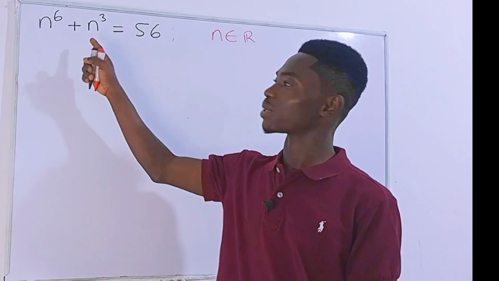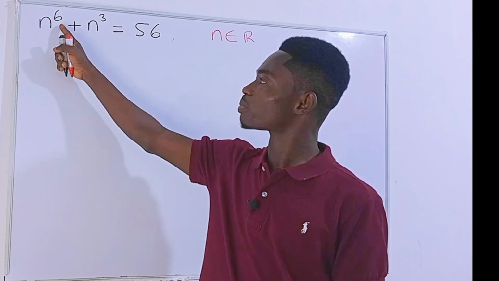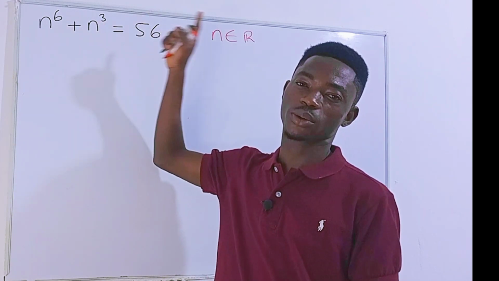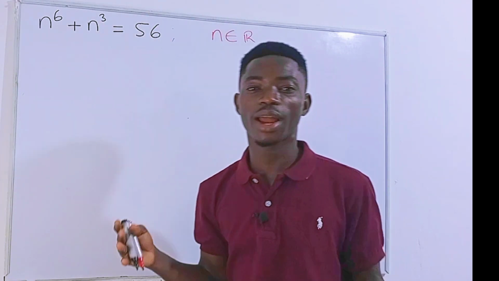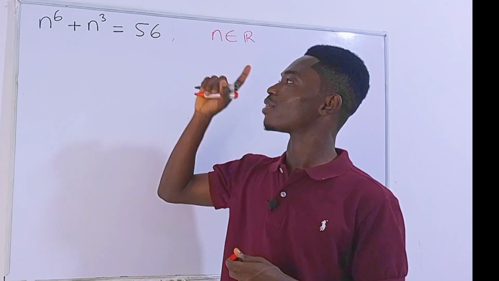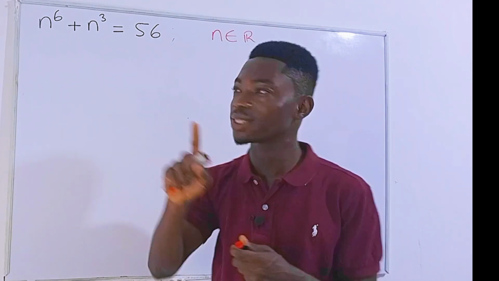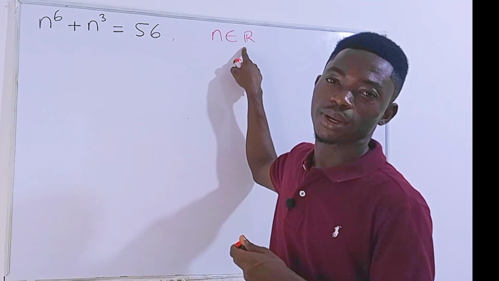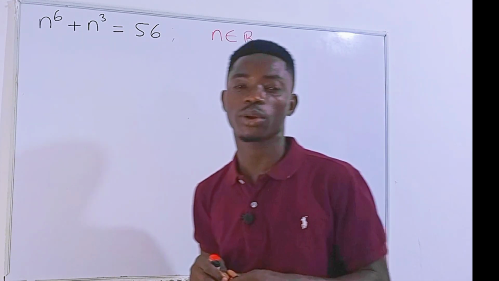We have this question right here. N to the 6th power plus n to the 3rd power is equal to 56. And we have to figure out the value of n that will satisfy this equation. But the deal is that n is a real number. So basically we are looking for real solutions.